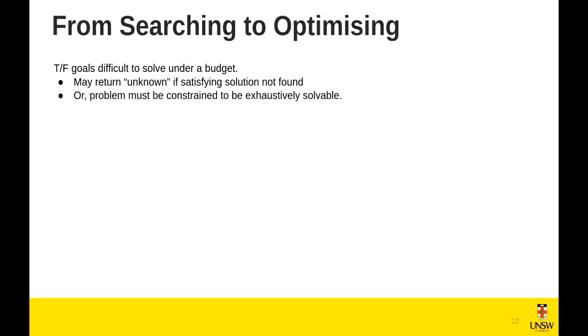Or we have to constrain the problem itself to make it solvable. And those measurable goals, together with the budget, could be used to transform the searching problem into an optimization problem. Optimization problems are mostly described as: under whatever constraint, get the best we can under that budget. So this is a short description of an optimization problem.